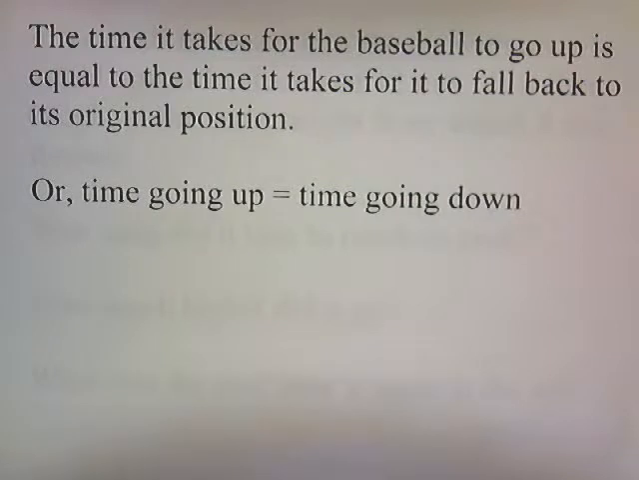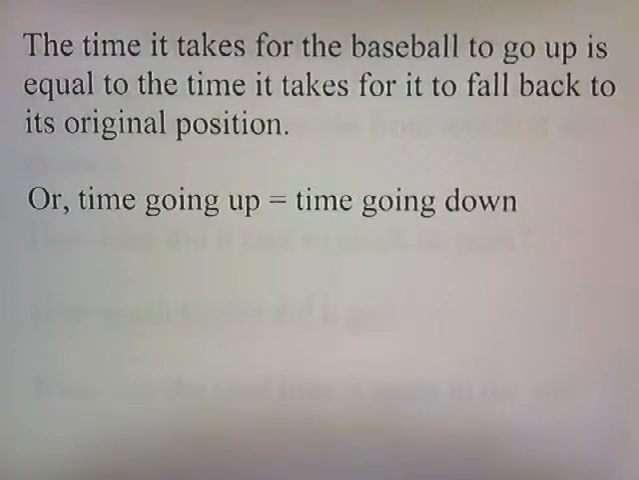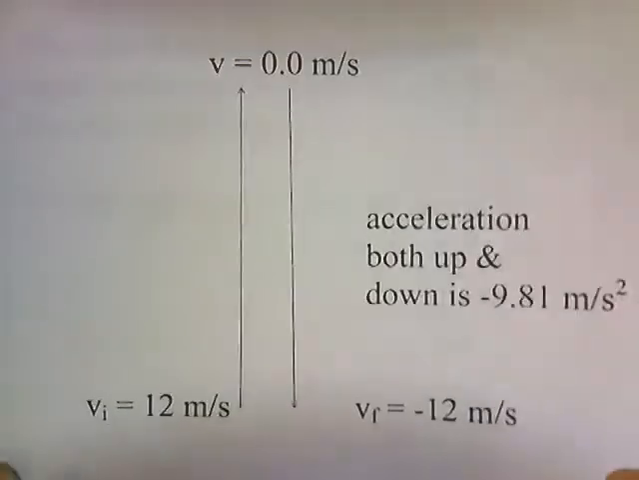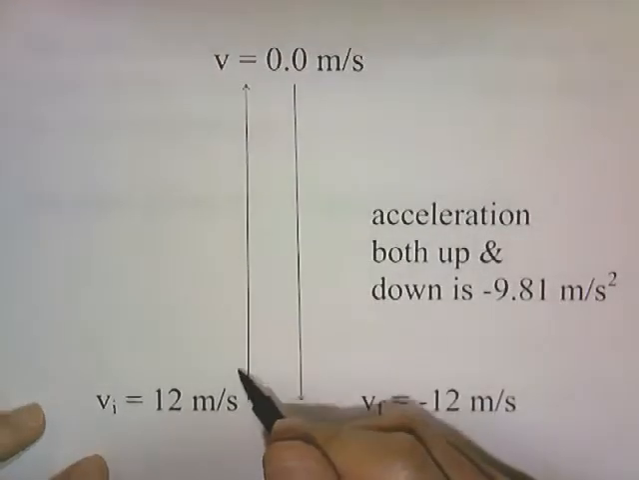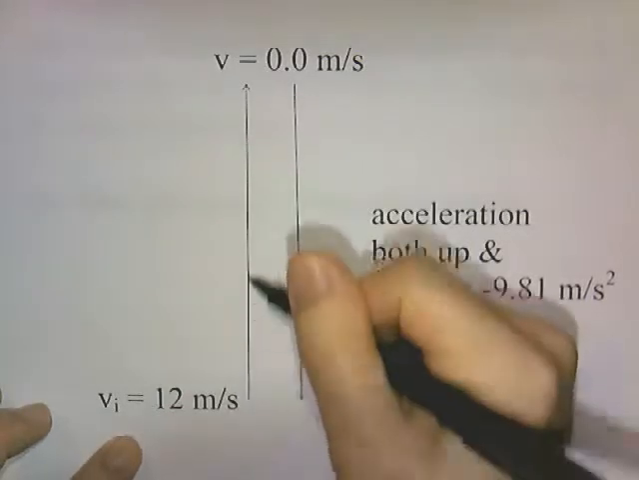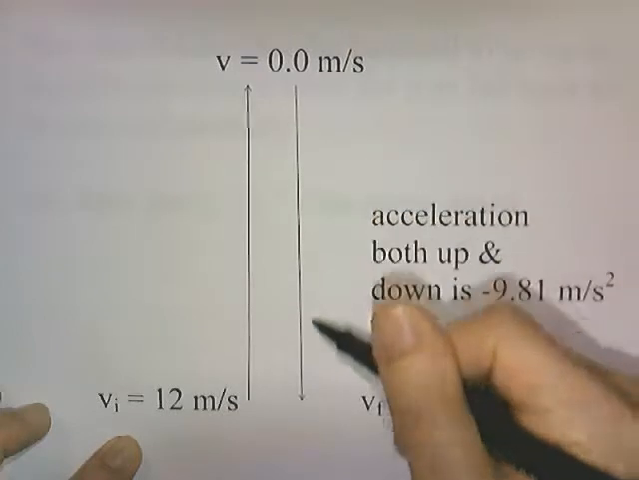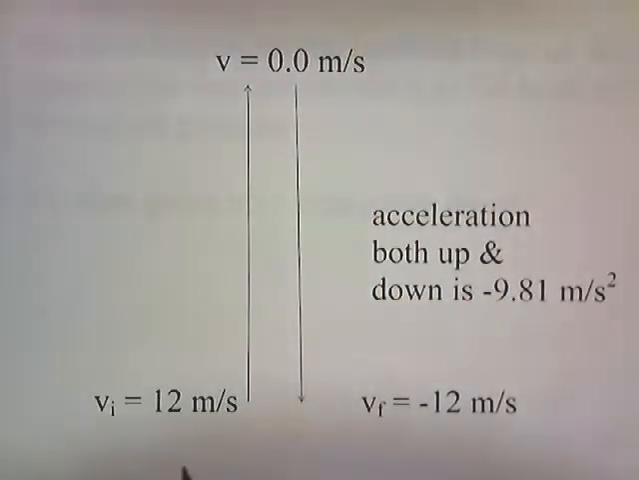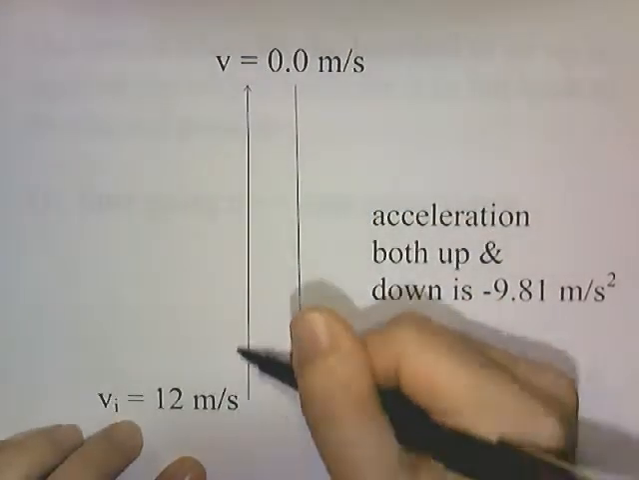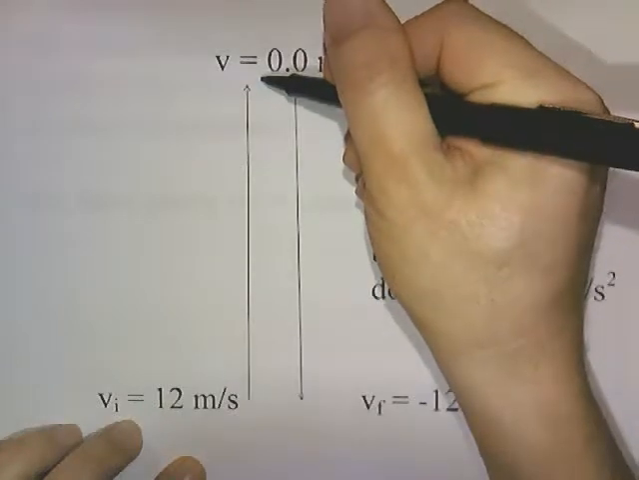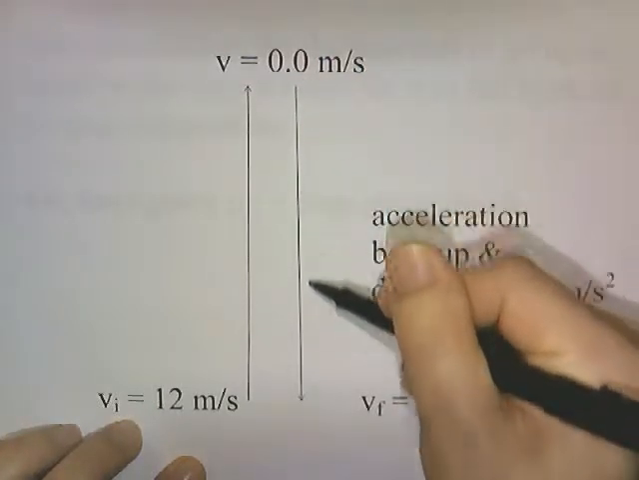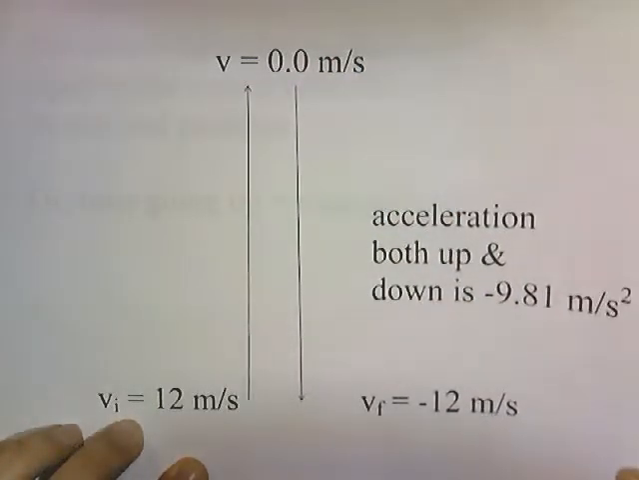And the time it takes for the baseball to go up is equal to the time it takes for it to fall back to its original position. Or the time going up is equal to the time going down. So here, we don't know how long it takes to go up, but let's say it takes 5 seconds for it to come up. Well, guess how long it takes for it to come back down? It would take 5 seconds to come back down. We don't know what the time is, but the time it takes to come up and reach the peak is going to be equal to the time it takes for it to fall down and reach its original position.